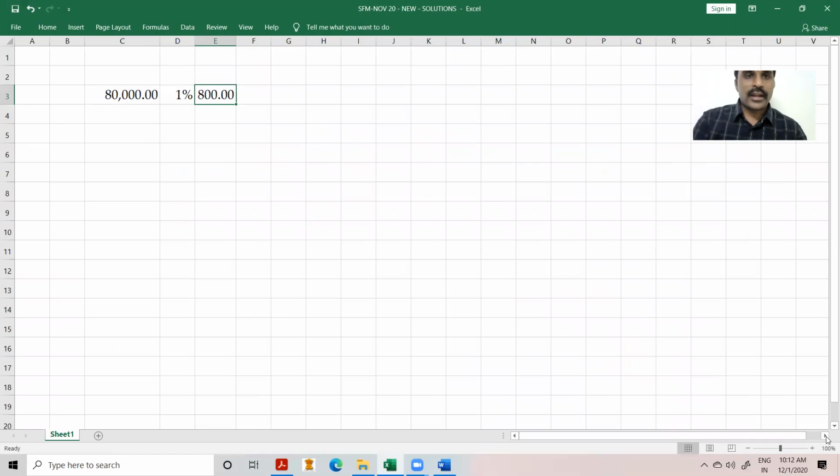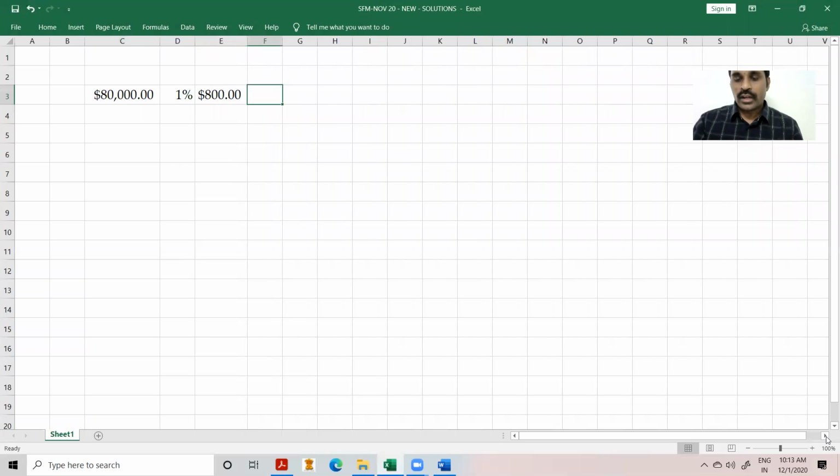It will be $800. 80,000 into 1%, it will be $800. So it will be 800. What is the current exchange rate when we have to pay the premium?